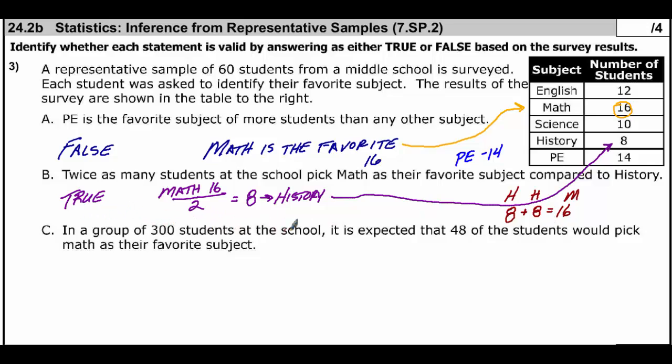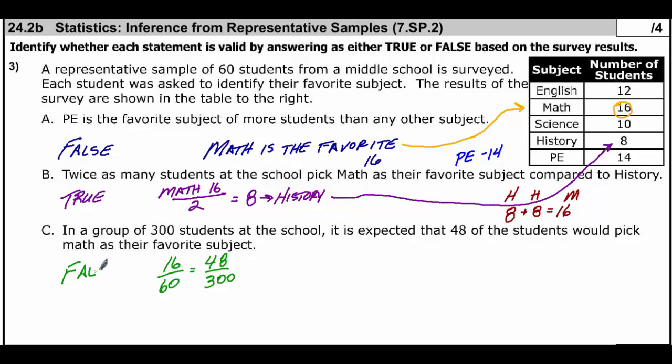Finally, in a group of 300 students at the school, it's expected that 48 would pick math as their favorite. Well, it's expected that almost 300 would pick math, but let's just go back to the table. So in a group of 300, 48 would pick math. Well, here's what we know. We know 16 out of the 60 picked math. Is that going to be 48 out of 300? So we can look for this answer a couple of different ways. And there was one particular way that I recommended that you do it, and that is that you set up a proportion just like this, and then let me move that proportion over so I have a place to write my answer, which, by the way, the answer to this is false.